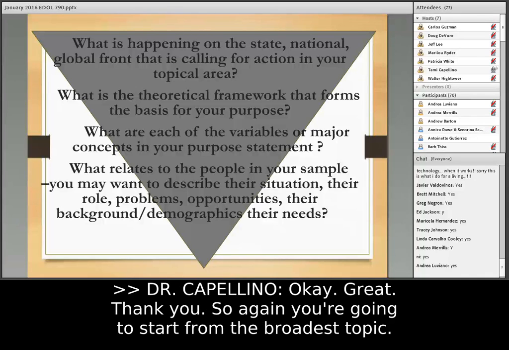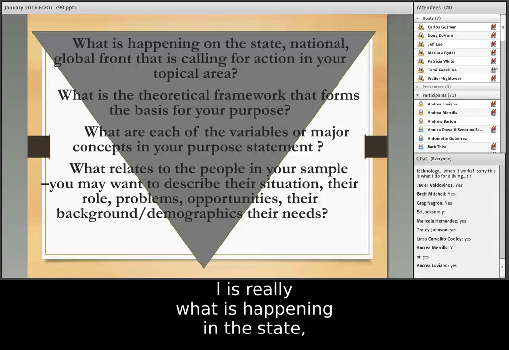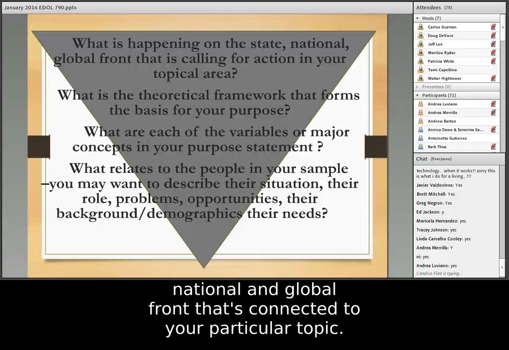Okay, great. Thank you. So again, you're going to start from the broadest topic. As you can see, the top prompt in this funnel is what is happening in the state and national global front that's connected to your particular topic.